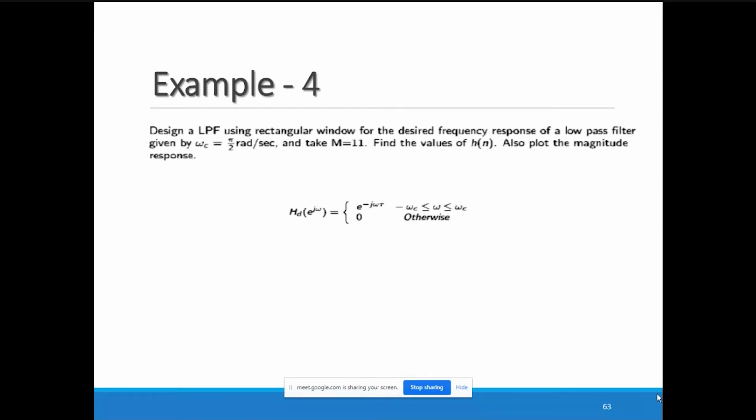You take the equation in the form of tau only, find out the generalized equation for h of n, then apply the value of n and tau over there and find out the values of h0 to h10. Because m is equal to 11, so you have to calculate the values from h0 to h10. If anybody has any query, please ask.